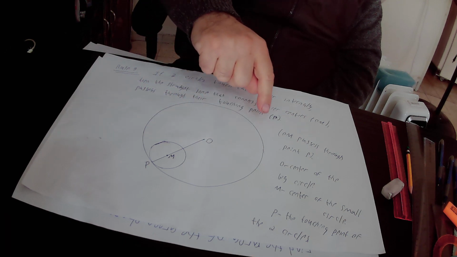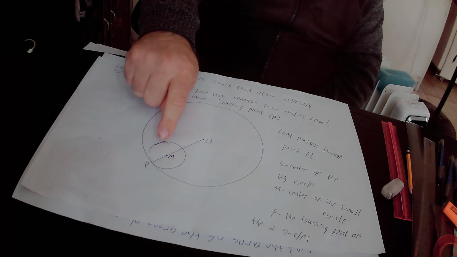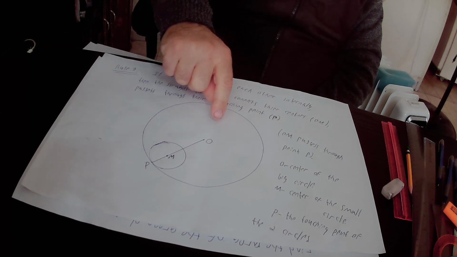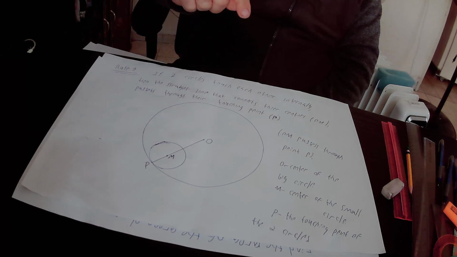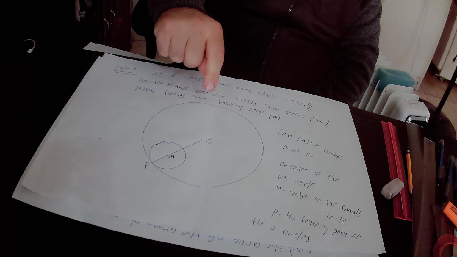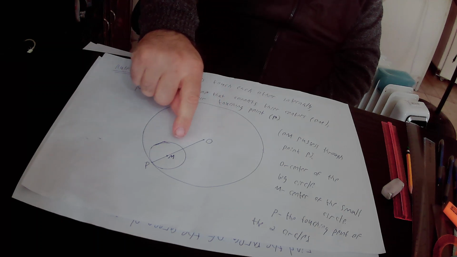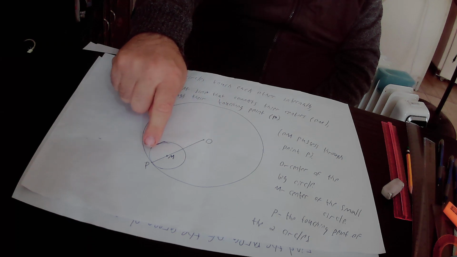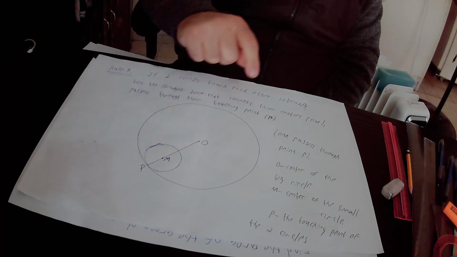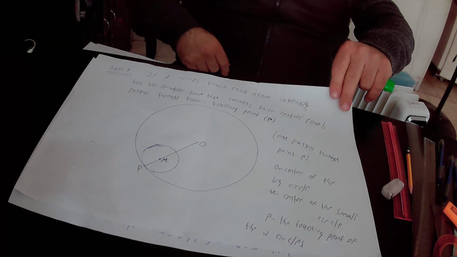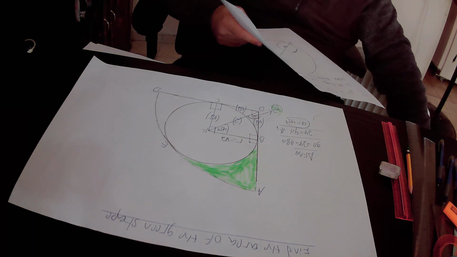Here, the center of the big circle is at point O. The center of this small circle is at point M. And the straight line that connects their centers together is the straight line OM. According to rule 9, the straight line OM must pass through point P, or OMP is one straight line. Again, OMP is one straight line. So we can actually implement this rule 9 in our drawing.